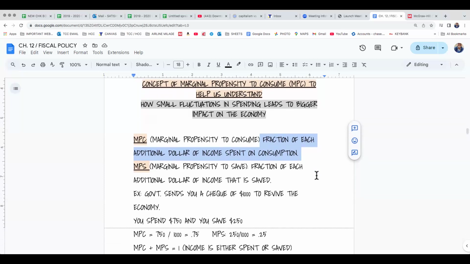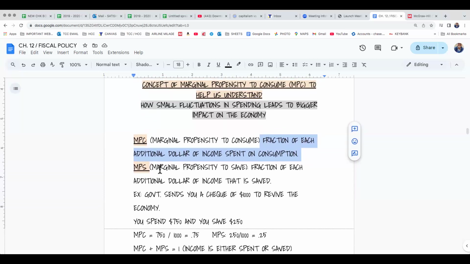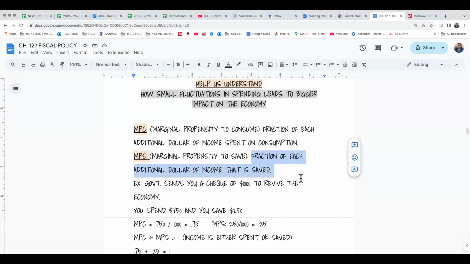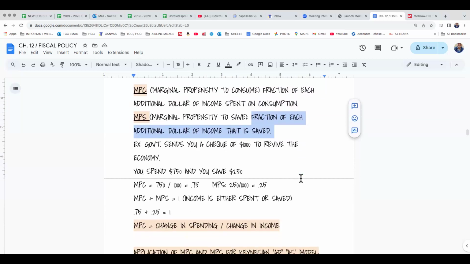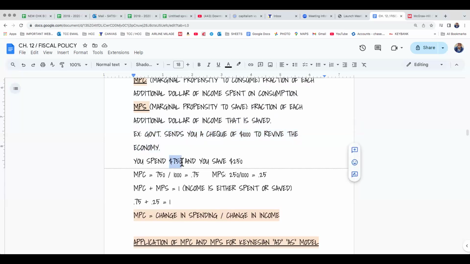And anything you don't spend of the extra income is called MPS, marginal propensity to save. So a marginal propensity to save is any fraction of each additional dollar of income that is saved and not spent. Let's use an example. Let's say the government sends you a check of $1,000 to revive the economy. You spend $750 and you save $250.